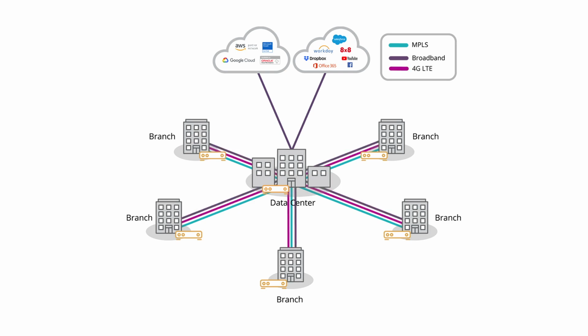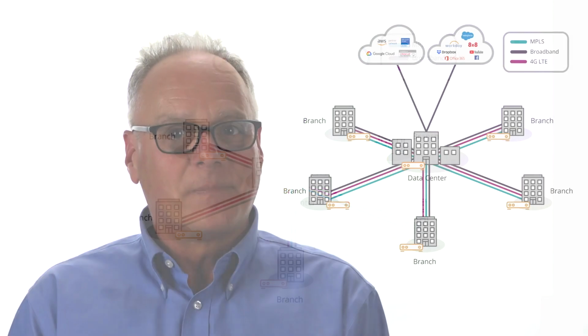An SD WAN that has the right set of features also enables the ability to actively use the internet as a secure, reliable form of WAN transport. And even 4G LTE can be used in addition to broadband internet and MPLS services.